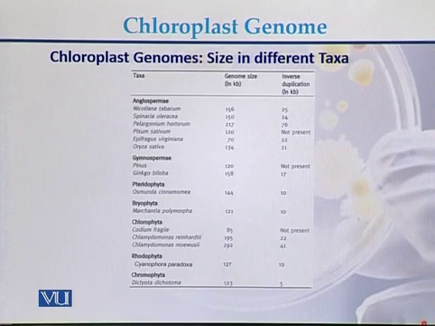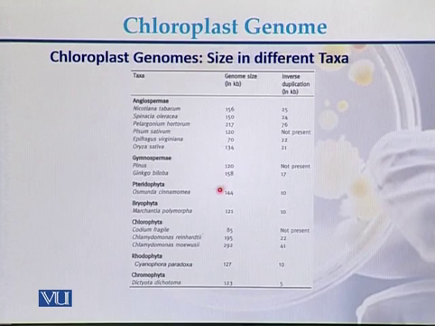Size of different chloroplast genomes in different taxa. Here we can see that in the case of angiosperms, the size of the genome is somewhere between 70 kb up to 217 kb. In the case of gymnosperms, its size varies between 120 up to 158 kb.